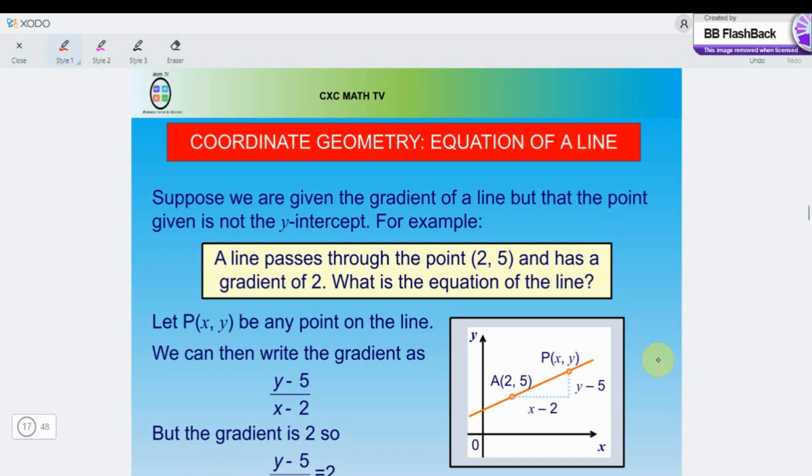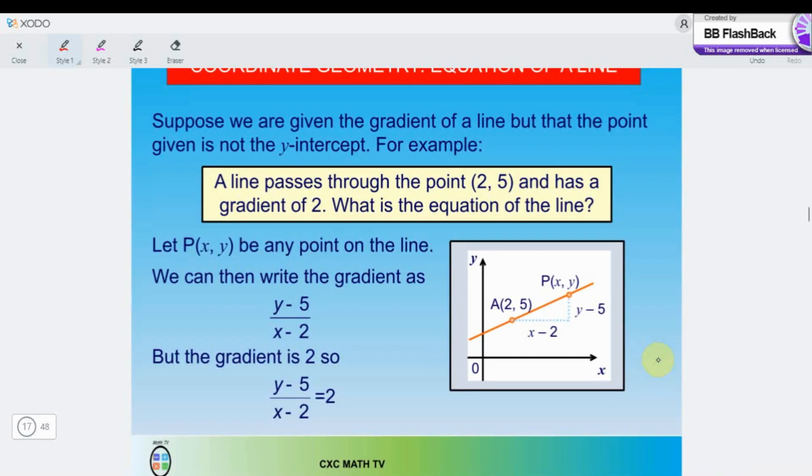Now, sometimes it's not so straightforward, so sometimes it's given this way. Suppose we are given the gradient of the line, but not the y-intercept. For example, let's say a line passes through the point (2, 5) and has a gradient of 2. What's the equation of the line? In this case, what did they give you? They gave you the gradient, m. So what do we know? This is one way to do it. I'm not going to do it how I did it in the notes; I'm feeling like doing it a different way.